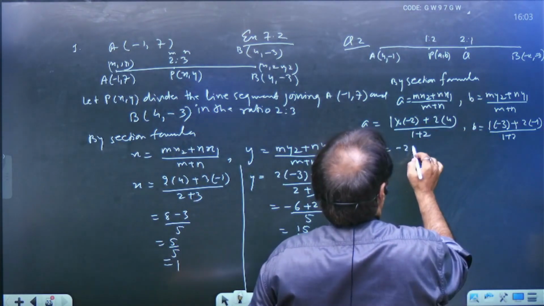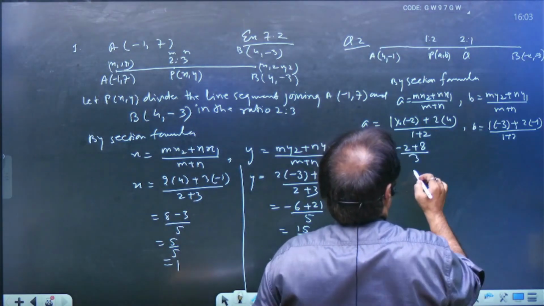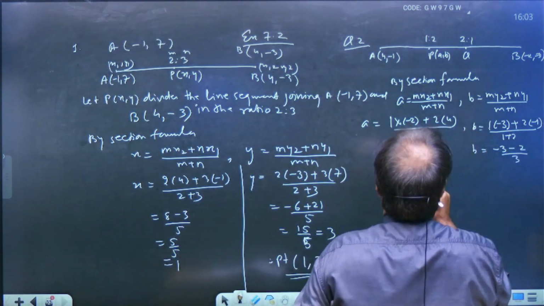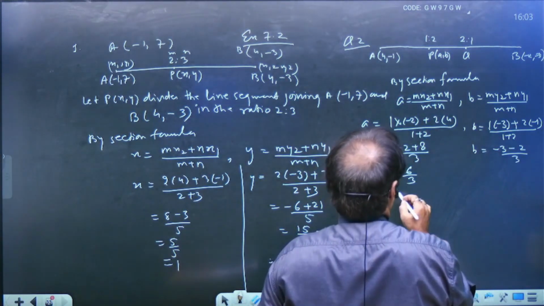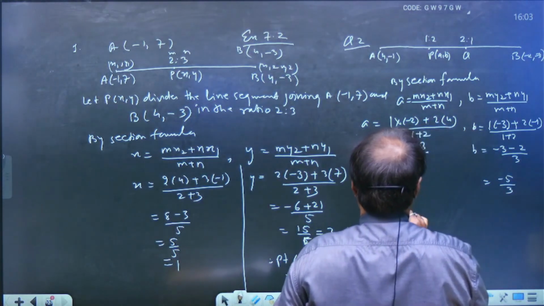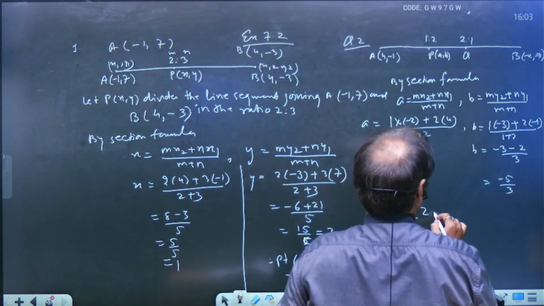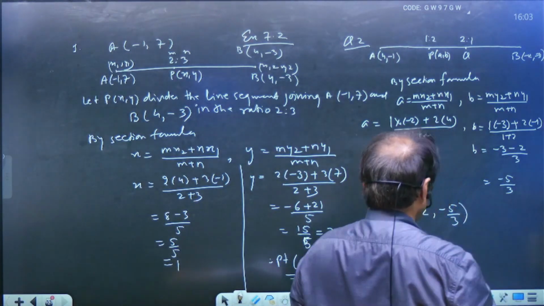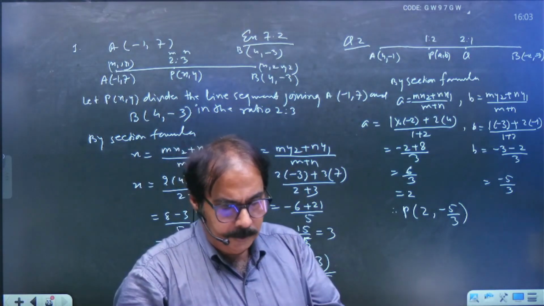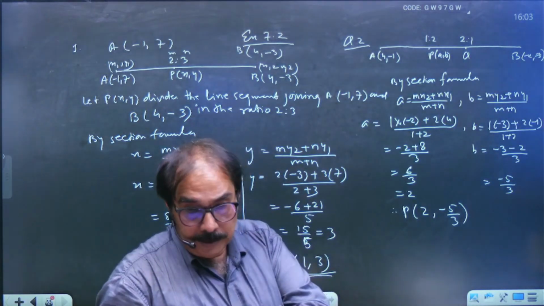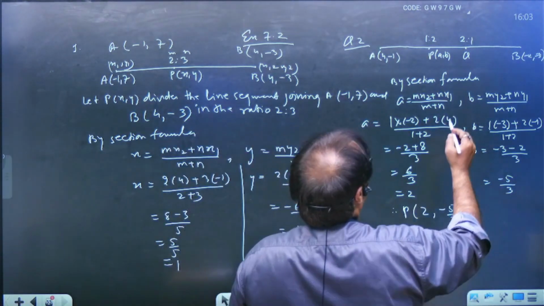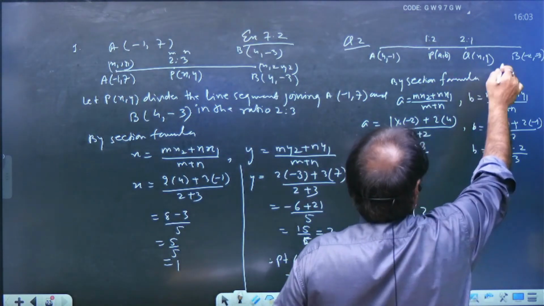So it is -2 plus 8 upon 3, and b is equal to -3 and -2 upon 3. So finally it is 6 by 3, that is equal to 2, and this is -5 by 3. So therefore the coordinates of P are (2, -5/3). So this is the answer for P. Let me confirm from the exercise, that is right, (2, -5/3). And similarly you will find the coordinates of Q. So let the coordinates of Q be (x, y). So now can you apply?